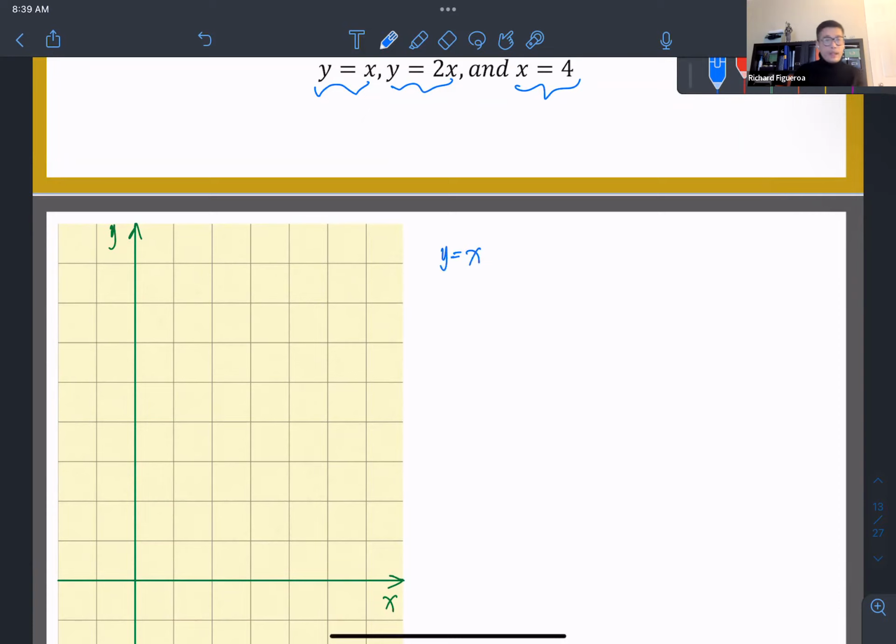So the first one is y is equals to x. So how do we graph? Okay, so you have to recall the graphs of our functions.